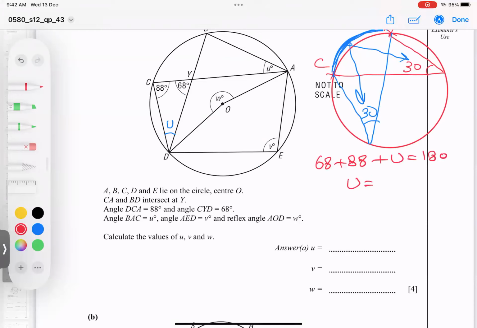So U is equal to 180 minus these two. 8 plus 8, 16. I get 6 and 1 carry. 9 plus 6 is 15. So out of 10, 6 gone, I got a 4. And out of 7, 5 gone, so 2, 4. So I got U equals 24 degrees. And so I think the first part is very, very clear.